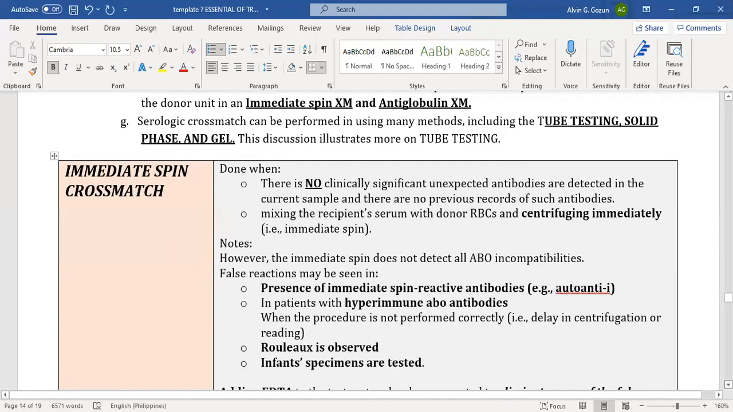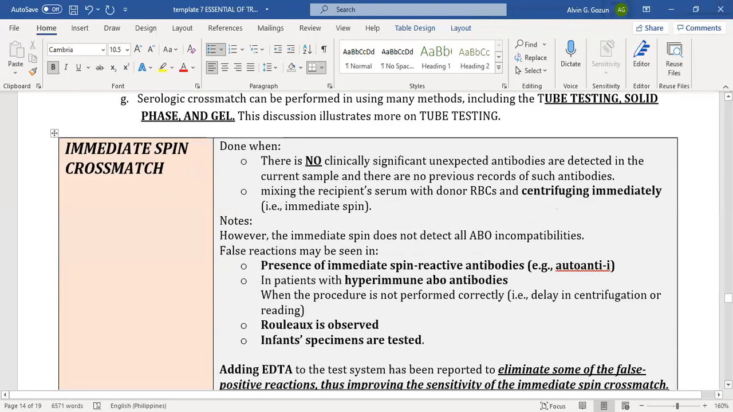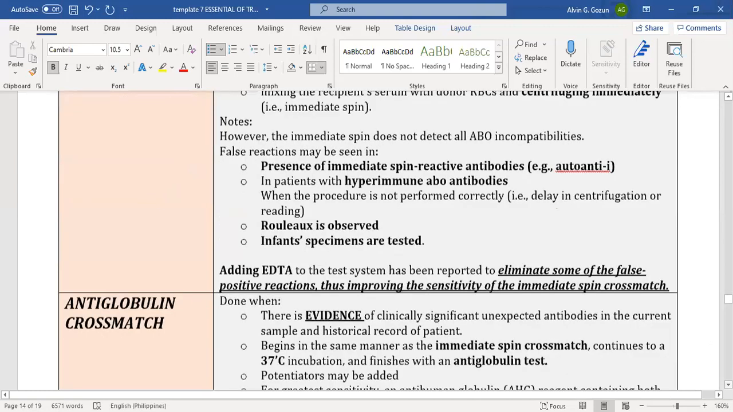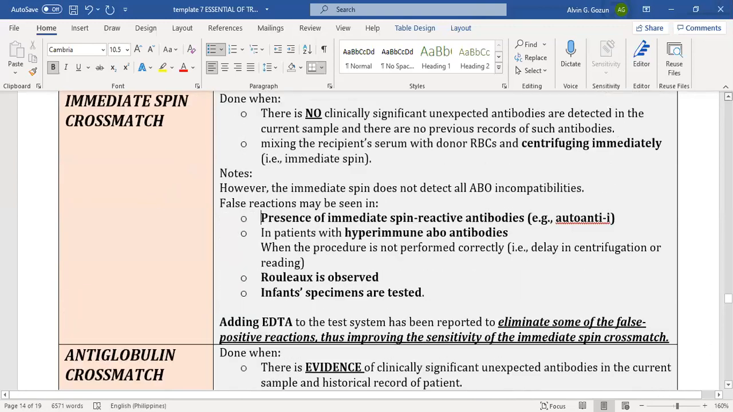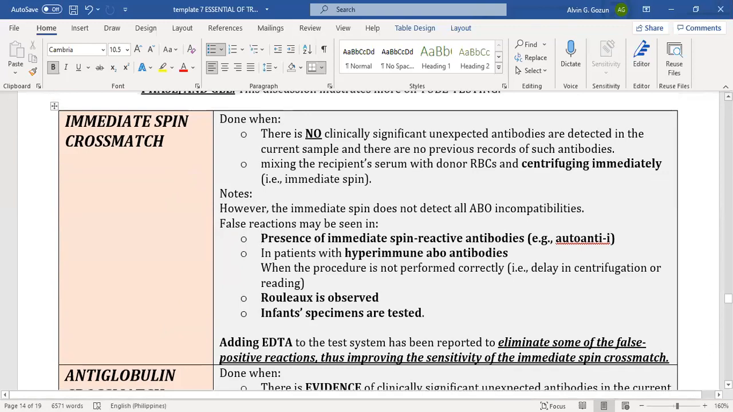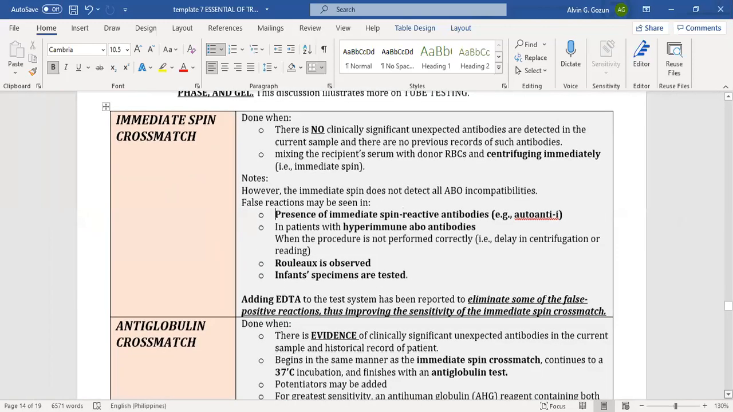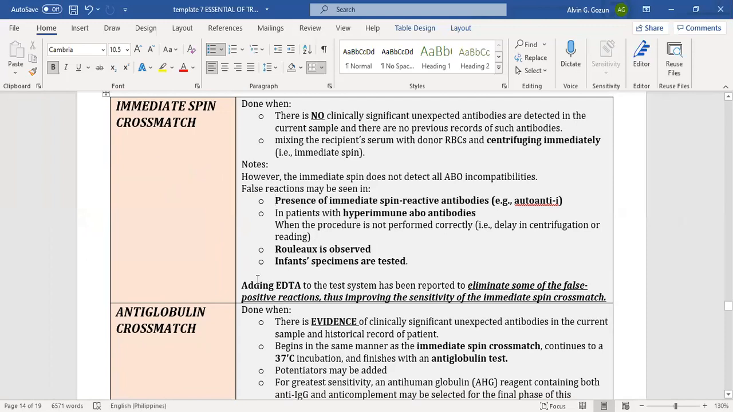So guys, here we go. I am focusing on two: the immediate spin and the antiglobulin cross-match. Remember, last time, what were our phases? Immediate spin or room temperature phase, 37 degrees Celsius phase, and anti-human globulin phase. Do you remember? Okay, that is what I will discuss today: the immediate spin cross-match and the antiglobulin cross-match. Guys, look at their difference.